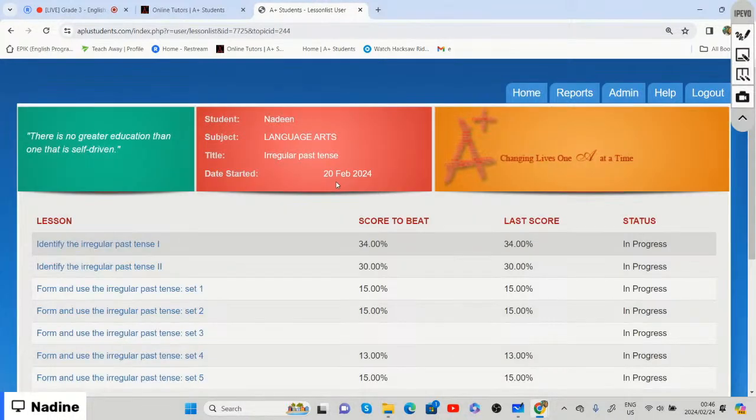All right. So this is now the end of our lesson on irregular past tense. We said with the past tense, the word changes from the present tense to the past tense. And that is why we say there's a difference between regular past tense and irregular past tense.